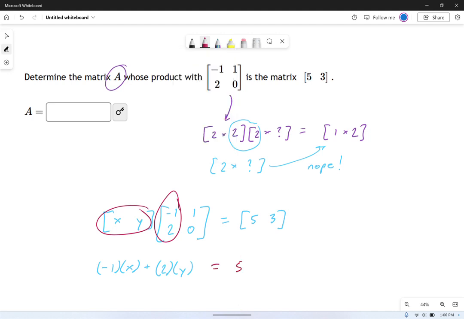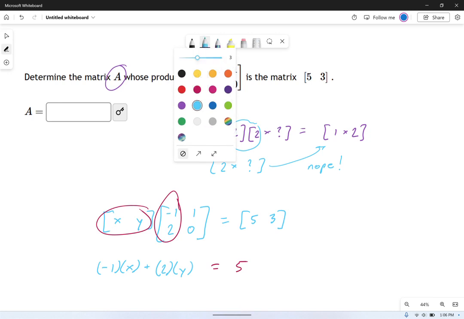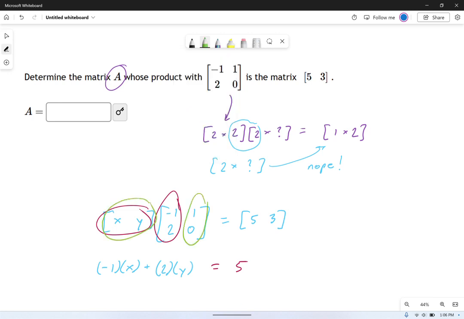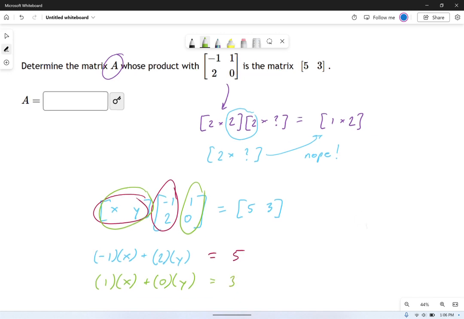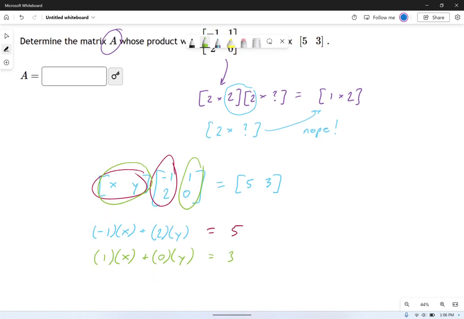So that equals 5. Now, I'm running out of time here, so I'm going to be quick. The next multiplication is going to be this row times this column. And I get 1 times x plus 0 times y equals 3. This matrix multiplication was chosen so that one of these things would cross out nicely. You get a very easy solution, x equals 3.